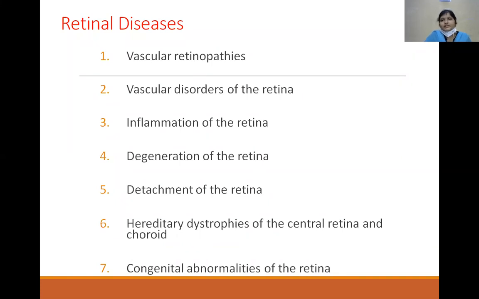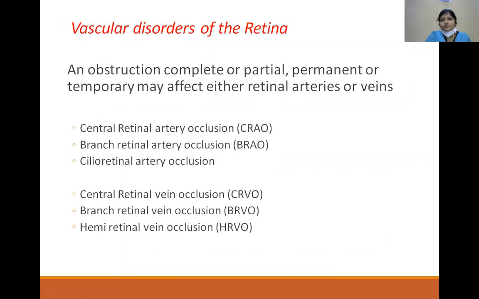Next, coming to diseases of the retina. Broadly, these can be grouped into vascular diseases of the retina, inflammations of the retina, degeneration of the retina, detachment of the retina, hereditary dystrophies, and congenital abnormalities. Today we deal with vascular disorders of the retina. What are the various vascular disorders? These are caused by obstruction, which is either complete or partial, permanent or temporary, and it can affect both retinal arteries as well as retinal veins.